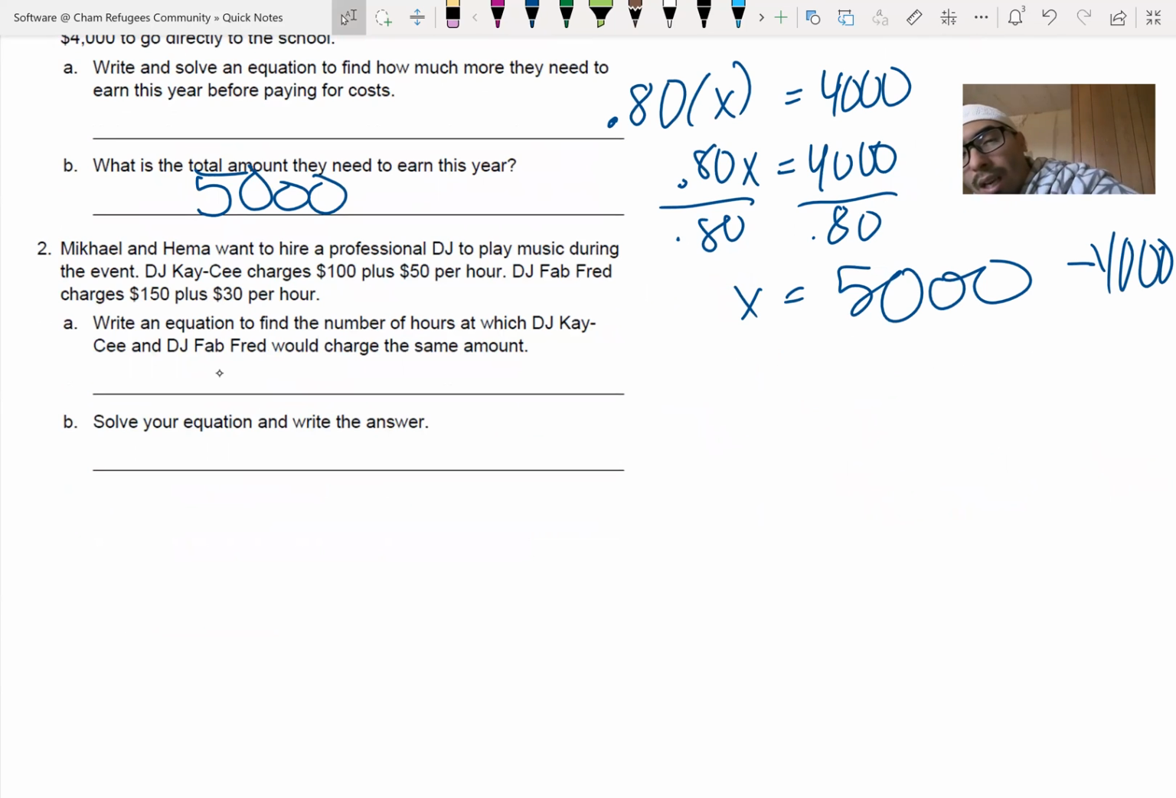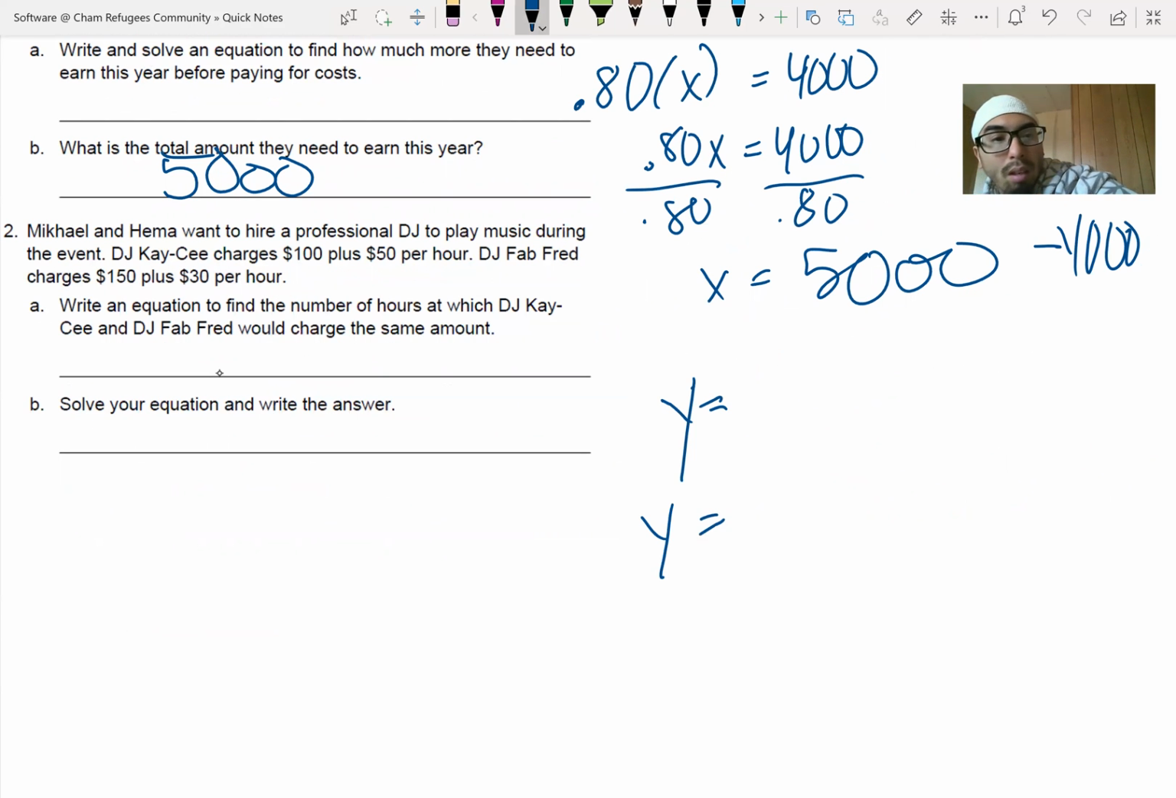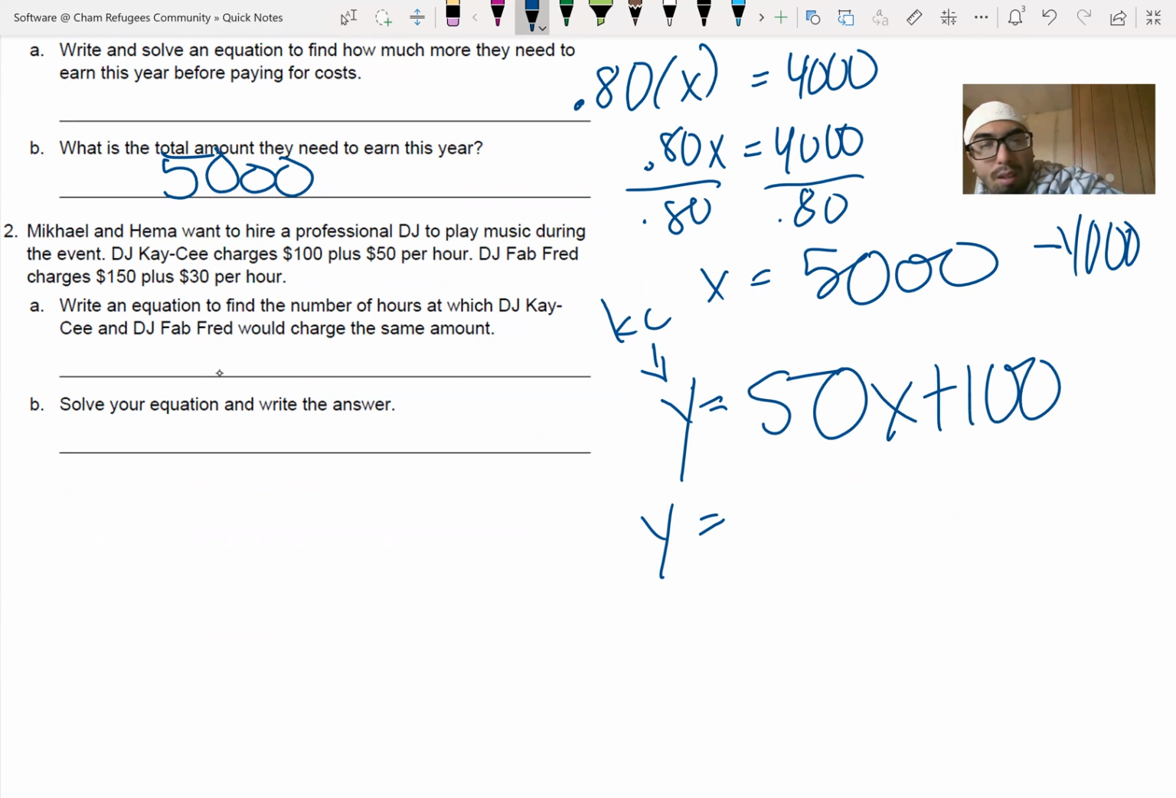So first, I'm going to set them up as equations. Y equals and Y equals. So this is KC. Okay, so KC charges $100 and $50 per hour. So $50 per hour is a rate. So we have 50x plus 100. And then for the other dude, which is Fab, right? This is Fab. He charges $30 an hour and just that 150 down payment, right?